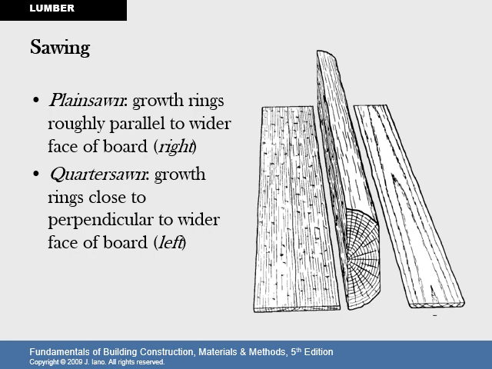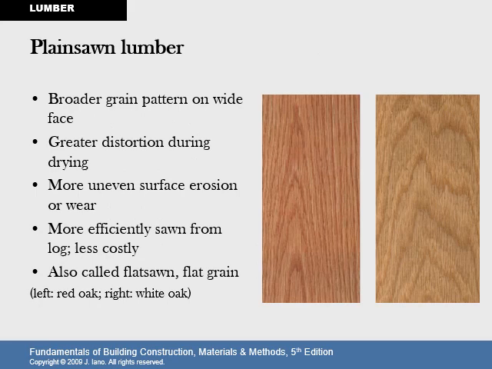Plain sawn, growth rings roughly parallel to the wider face of the board, is shown at the right. Something you might expect to see maybe on a floorboard or some furniture like this. And quarter sawn, growth rings are close to perpendicular to the wider surface of the board, at the left. This is something you might see more in a door or perhaps a tabletop. Two good pieces of wood.